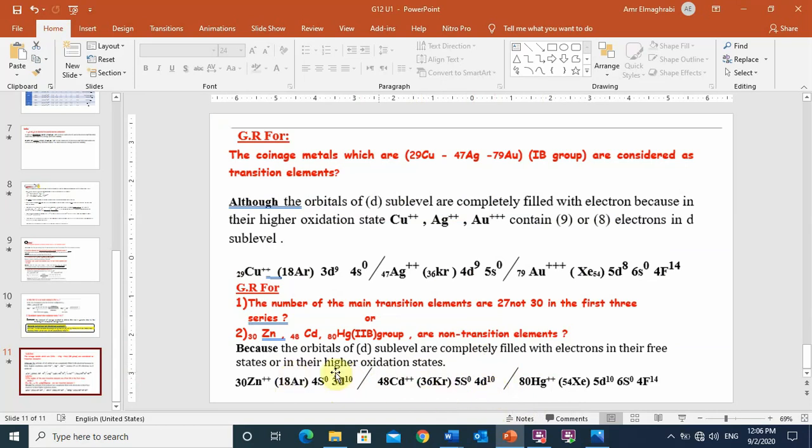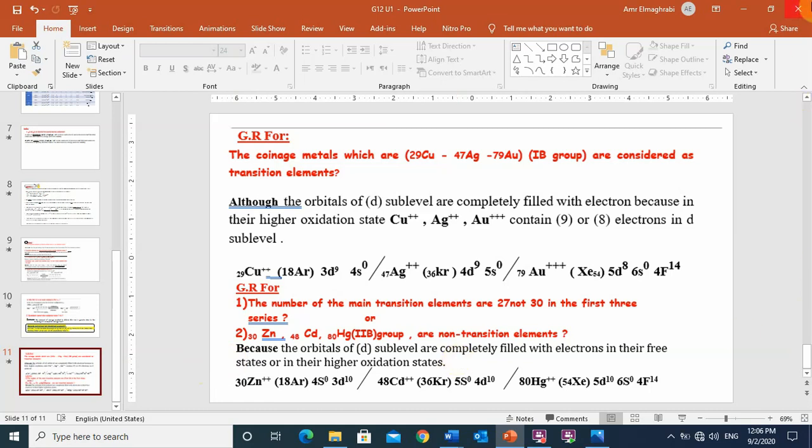And as we said about transition elements, they must have the d orbital incomplete. But in this case, Zn, cadmium and mercury, the three in normal state and the oxidation state, have the d complete. Because of that, they are not transition elements. Taking out the 3 elements from transition elements, they turn out to be 27 elements, not 30 elements.